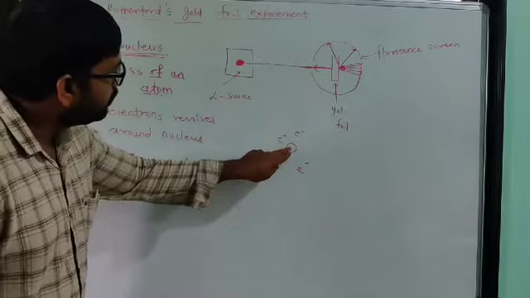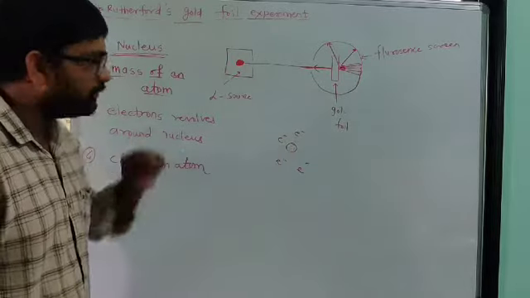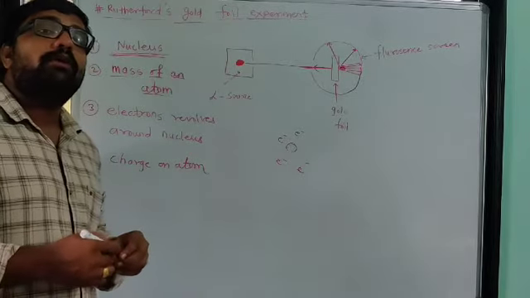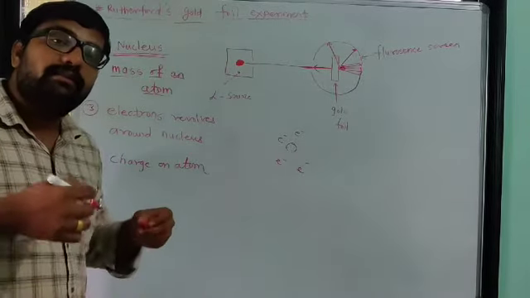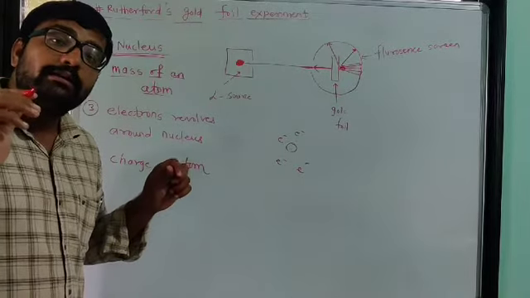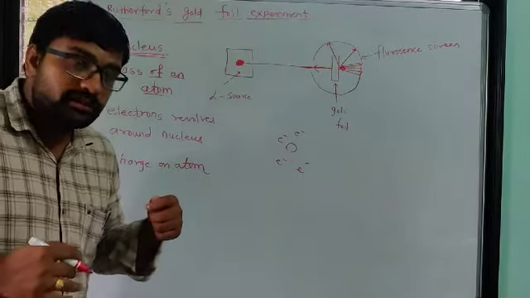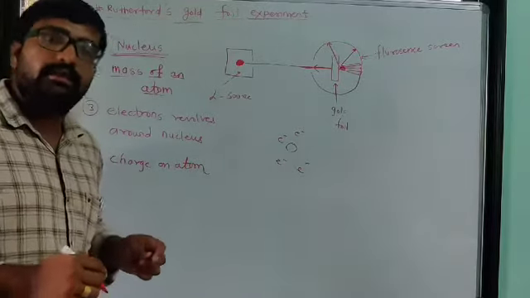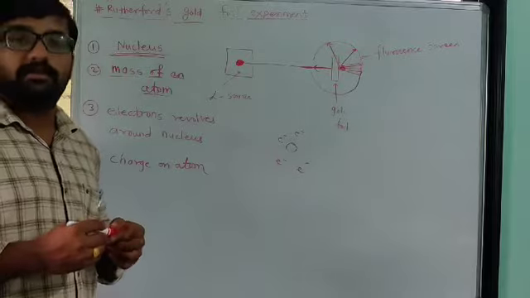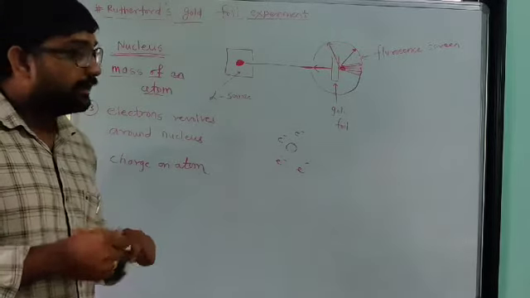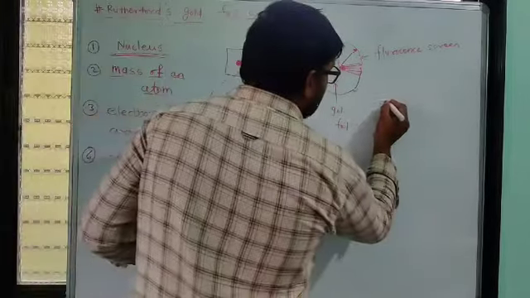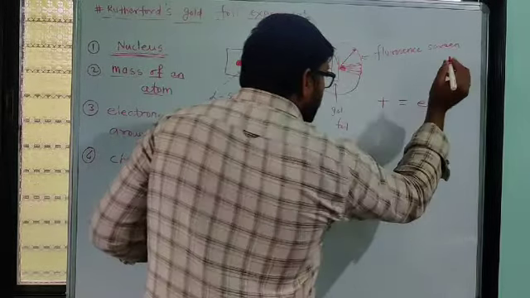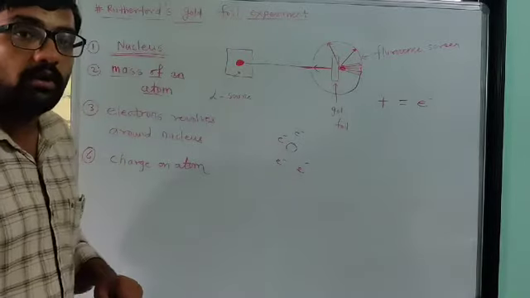So he takes in the fourth prediction that first of all the nucleus is there, the mass of the atom is gathered in the nucleus, then electrons revolve around that. So whatever positive charge the atom has, the electrons have the same and equal opposite negative charge. Simply, in the fourth prediction Rutherford tells us that whatever positive charge the atom has, the electrons also have the same and equal negative charge.